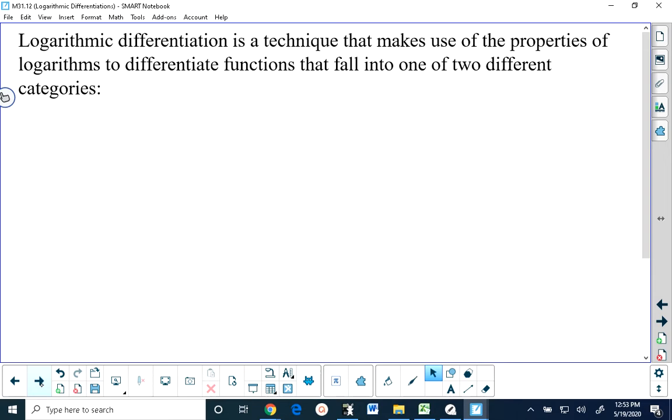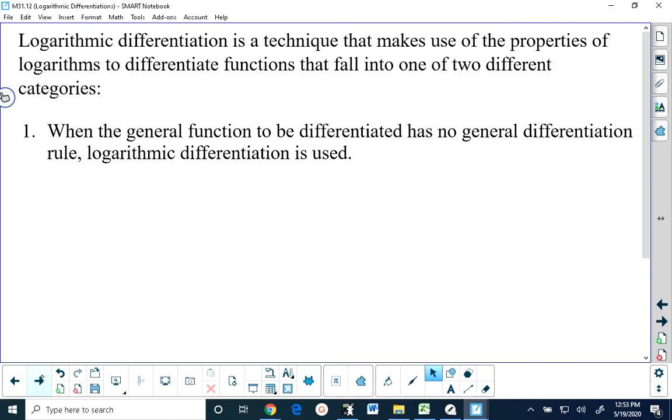You could certainly differentiate some of these expressions we're going to be seeing in the second category without using logarithmic differentiation, but your life becomes so much simpler if you use this technique that we're going to learn today. So here's the first situation. When you have a function that's going to be differentiated and there's no differentiation rule, you have to use logarithmic differentiation. A classic example would be something like x raised to the sine of x.